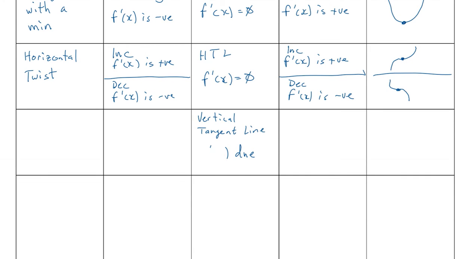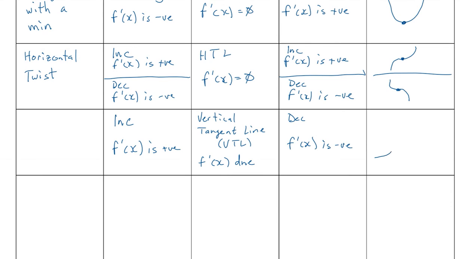And we will shorten that to VTL. Again, this is where the derivative does not exist. This is not something that we've had a lot of experience with, so it might not be something that's as easy to visualize. But let's say it's increasing before, so the derivative is positive, and decreasing after, so the derivative is negative, just like we had for the turning points. What does that look like?